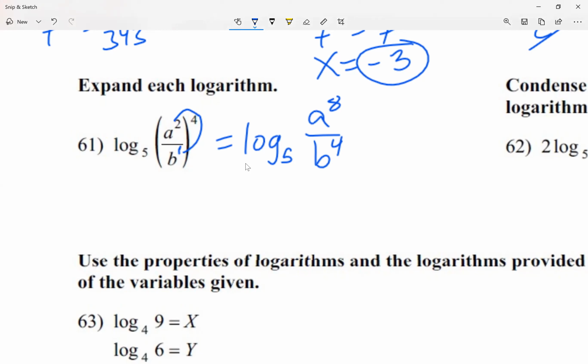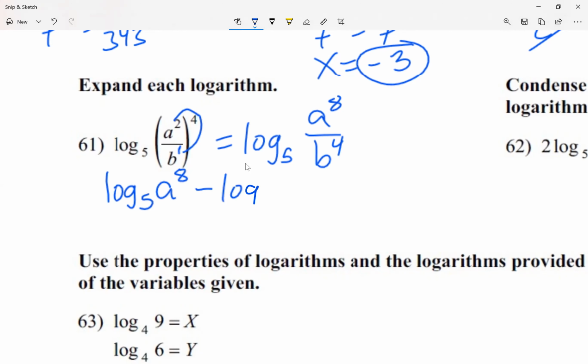Then I'm going to break this out as log base 5 of a to the 8th minus log base 5 of b to the 4th. I split it as a minus because it was division. If it was times, I would have split it as plus. Then I cannot have exponents. Any exponent, I'm going to bring it to the front of each log as a whole number.